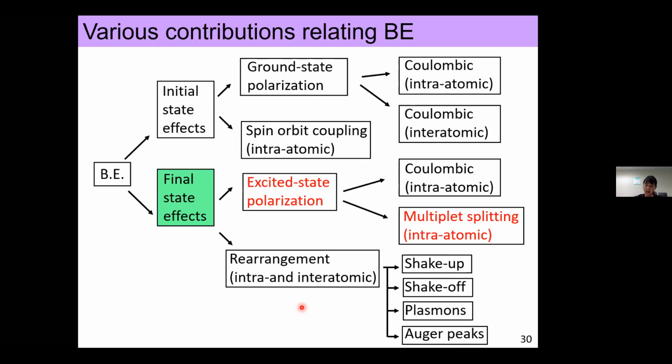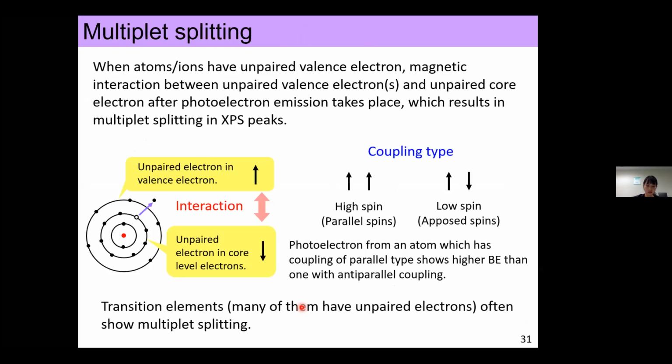Next, I will explain about multiplet splitting. Multiplet splitting is similar to spin-orbit coupling to some extent. When atoms or ions have unpaired valence electrons, magnetic interaction between the unpaired valence electrons and the unpaired core electron after photoelectron emission takes place, which results in multiplet splitting in XPS peaks.